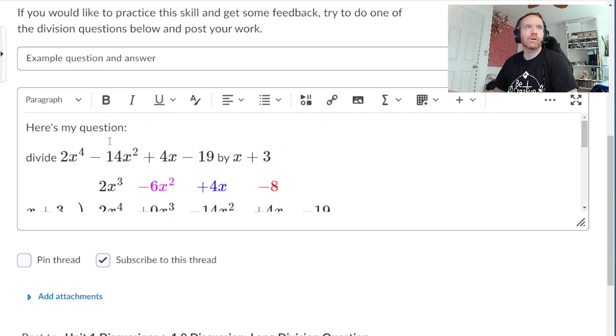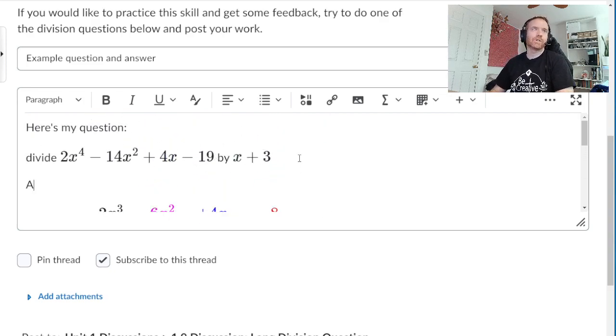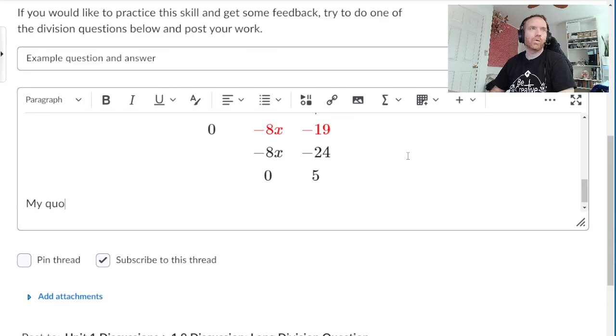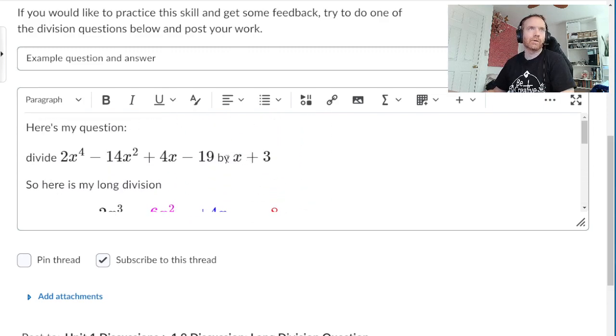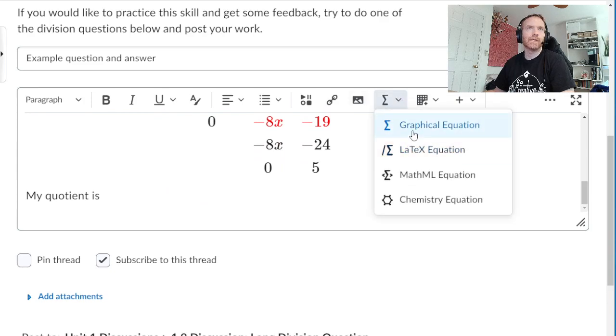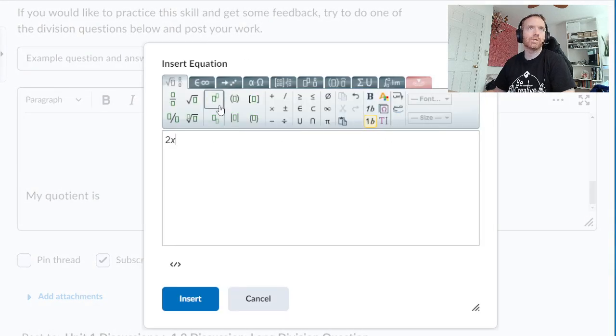Okay, and then here I've got a division. So here is my long division, and at the end I'm going to say my quotient, which is the answer that I got. My quotient is, and I go back up to the top, so it was 2, -6, 4, and -8. So once again, I'm just going to type that out quickly. 2x to the cubed plus 4x.